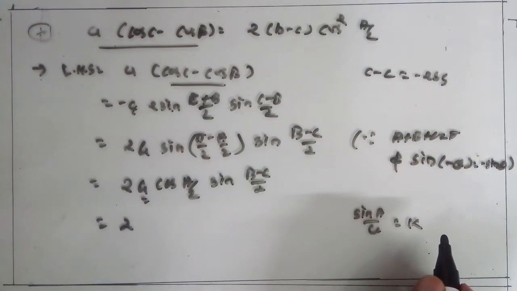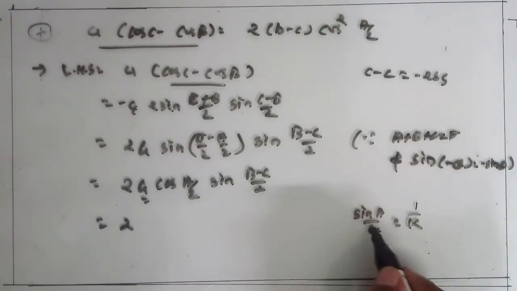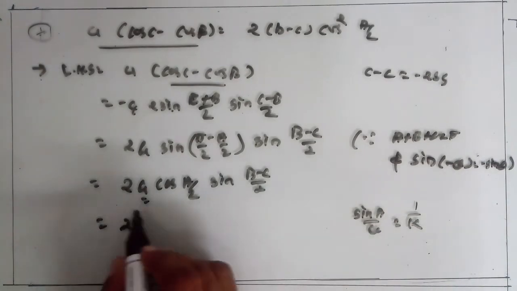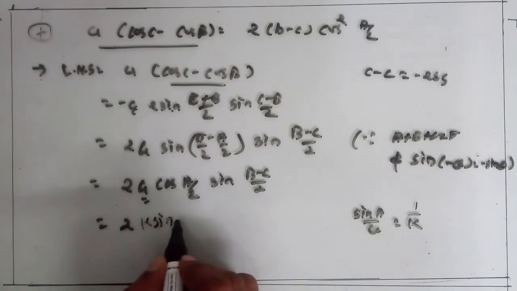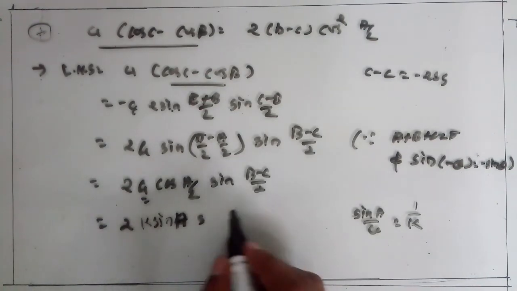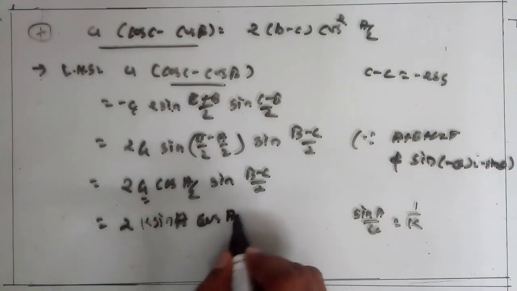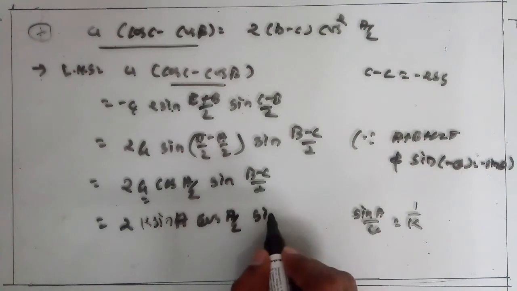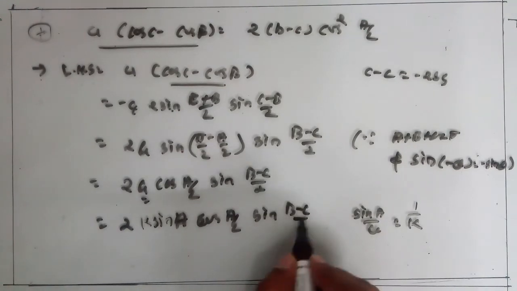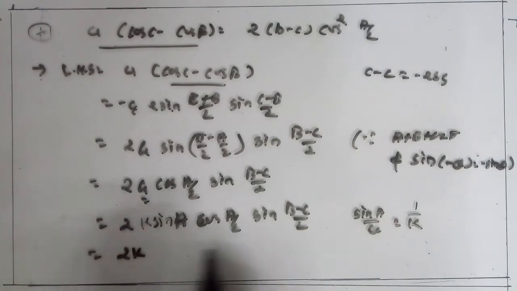So a is equal to 1 upon k, so a is equal to k sin A. So a is equal to k sin A into sin A, capital A, because this is the angle, cos A by 2 into sin (B minus C) upon 2. Clear this? So it is equal to 2k.